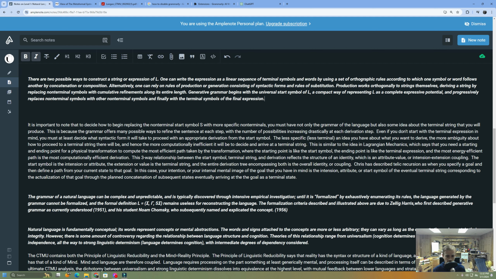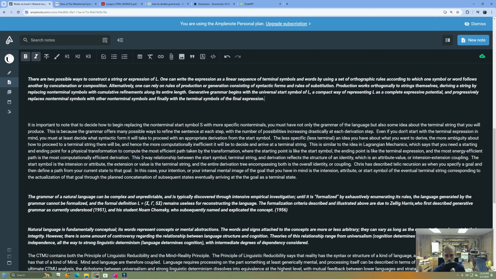And this is relevant to something Chris talks a lot about, which is syndiphonesis and syndiphonic relationships, of which everything is a part on different levels. And Chris has described telic recursion as when you specify a goal and then define a path from your current state to that goal. In this case, your intention, or your internal mental image of the goal that you have in mind, is the intention.